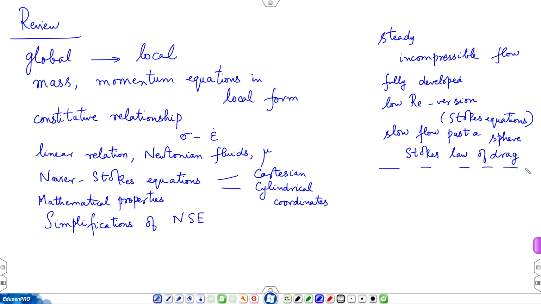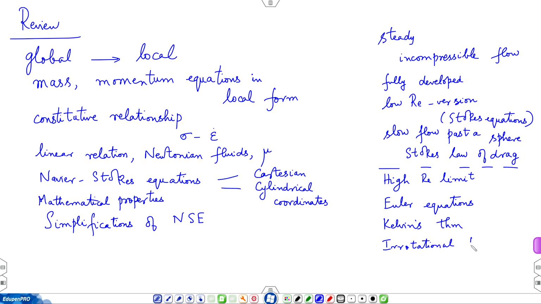Then we suddenly switched to the high Reynolds number limit, giving rise to Euler equations, Kelvin's theorem, irrotational flow, and potential theory. So, this is the sequence in which we have progressed.